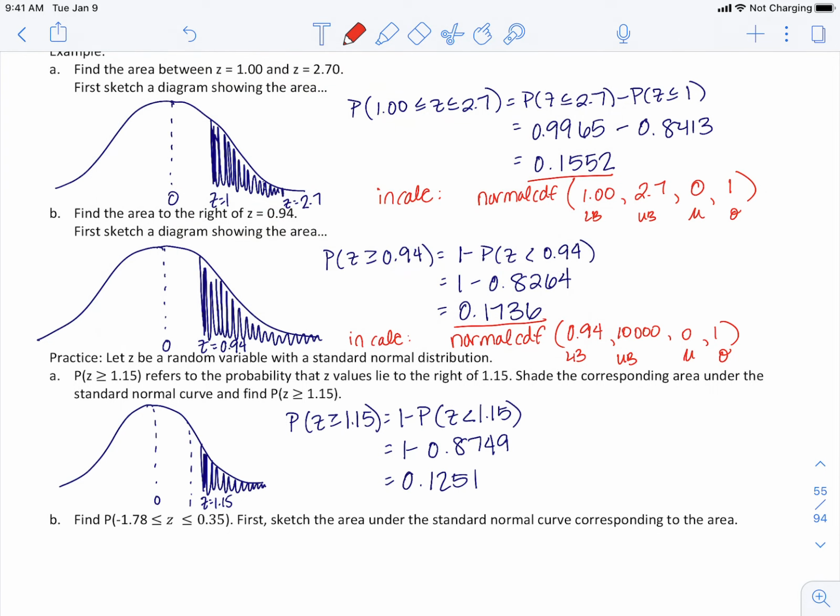If you did this in the calculator, we could also do normal CDF. Our lower bound is 1.15. Our upper bound, we can choose 10,000. Mean is 0. Standard deviation is 1. And we will get the same result.